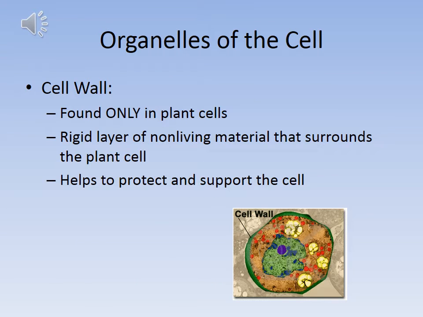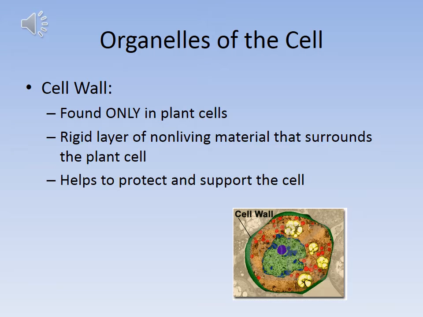The cell wall is a rigid layer of non-living material known as cellulose that surrounds the cells of plants and some other organisms. The cells of animals, in contrast, do not have cell walls. A plant cell wall helps protect and support the cell. The cell wall is made mostly of strong material, as I said previously, known as cellulose.